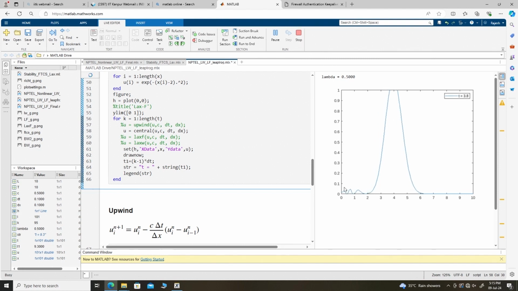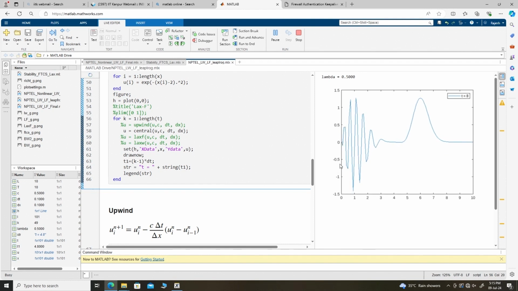You can see that it has started developing oscillations. Let me change this y limit and see how it happens. Now it has gone beyond 1, and these oscillations started developing and growing. Focus near the x axis of 0, 1, 2. This will become bigger and bigger with time.